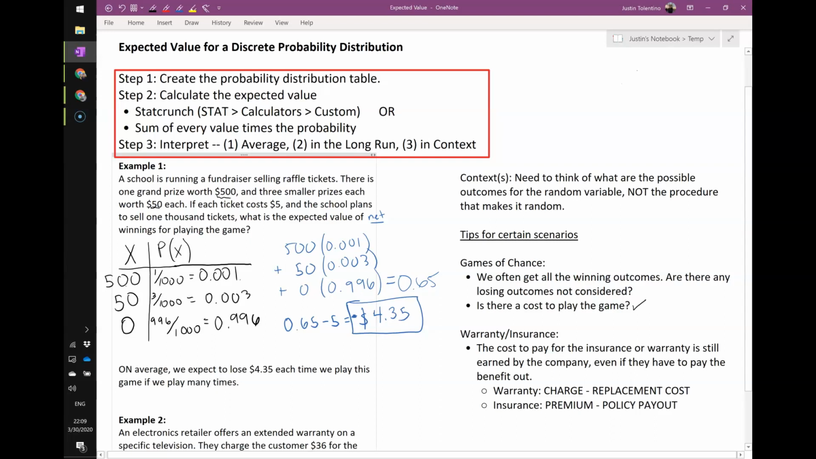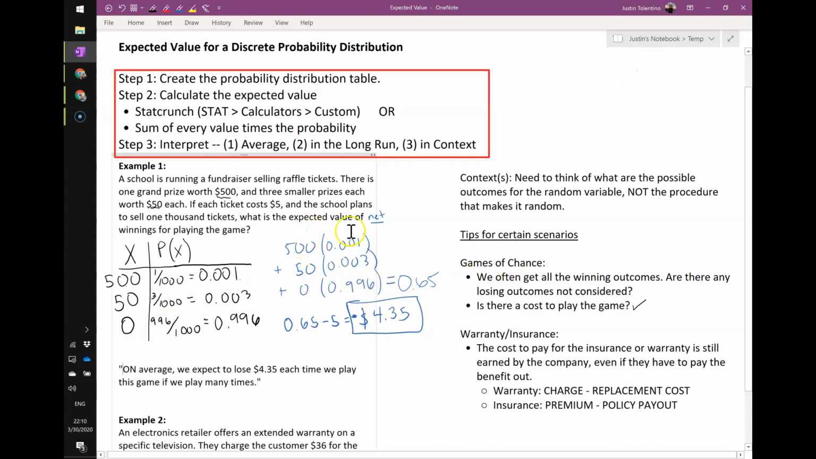And this is just one possible way we could have worded this, but you notice I have the average. The long run is interpreted by the fact that I'm saying if we play many times. And we have it in context, right? We're losing this $4.35 each time we play the game. So we have some context with the units as dollars in this case. And there we go. We have all 3 parts to this.